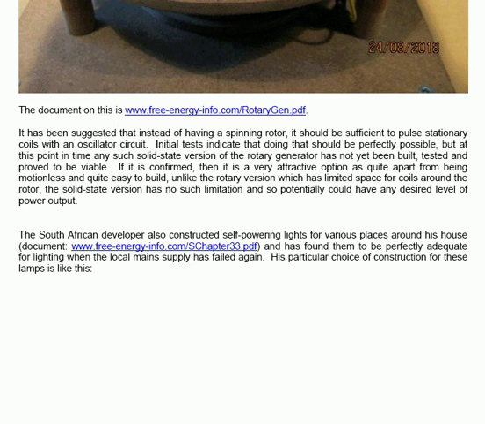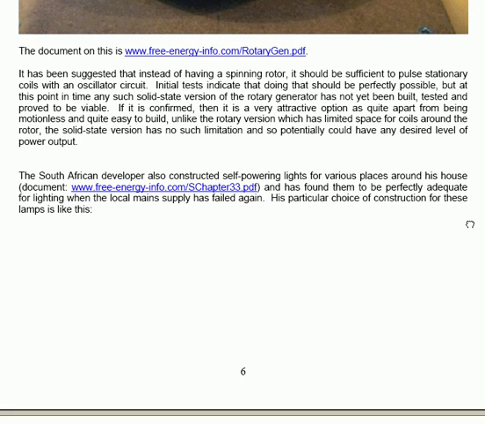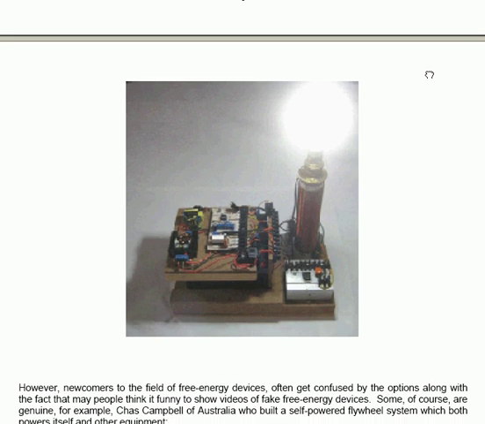However, newcomers to the field of free energy devices often get confused by the options, along with the fact that many people think it's funny to show videos of fake free energy devices. Some, of course, are genuine.